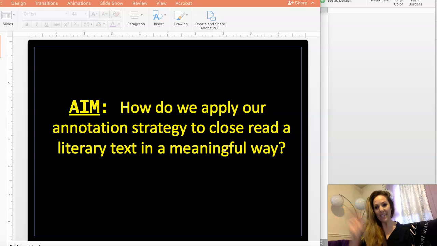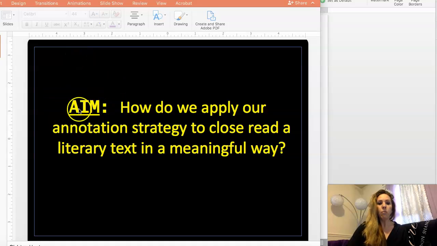Welcome, everybody. Today we are going to be reviewing how to annotate, especially when we're thinking about a literary text, such as a short story or a novel or a poem, a play, that sort of thing. And just keep in mind that an informational text would be more like an essay or a letter or a news article.